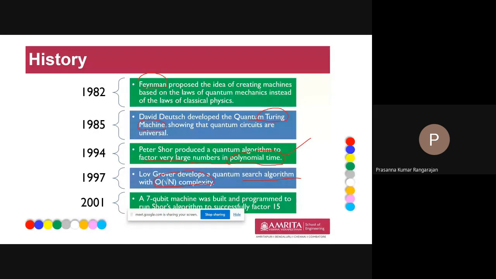Now, maybe before talking about the latest happenings, in 2001, what happened was a 7-qubit machine was developed. It was built and programmed to run Shor's algorithm to successfully factor 15, which is another important breakthrough that happened in the history of quantum computing. Okay, this is history. What about today, where do we stand?